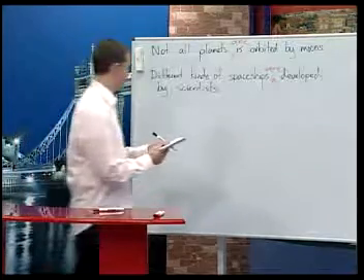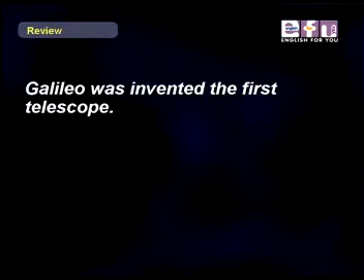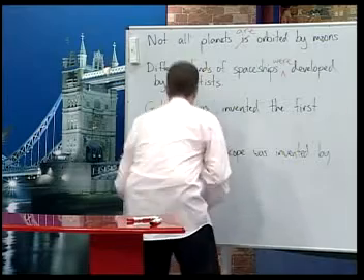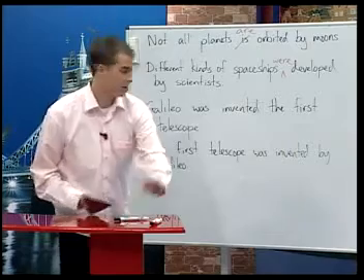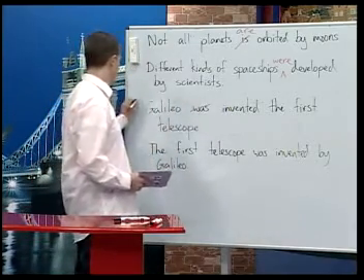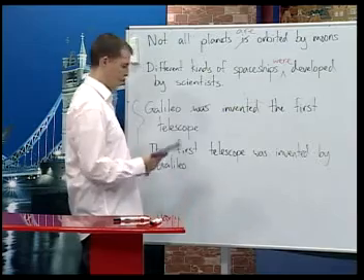Monica, last one. Galileo was invented the first telescope. The first telescope was invented by Galileo. Or we could say, active sentence, Galileo invented the first telescope. That one's active and this one is passive.